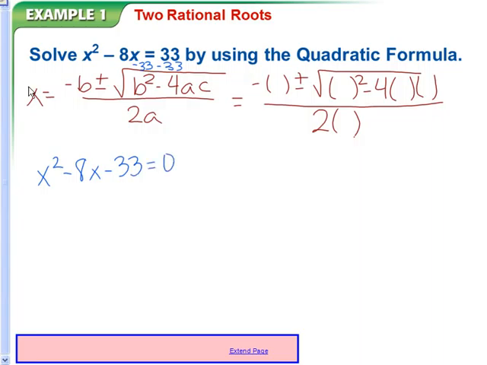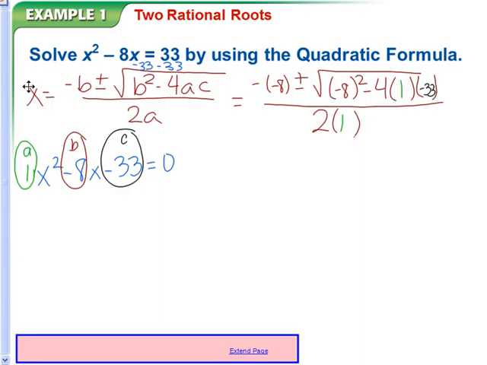Okay, our b term is right here. Make sure you take the sign with it, so it is negative 8. Next is our a term, which is out in front. There's no number there, so it's a 1. And then our c term is the last one. Again, take the sign with it, so it's negative 32.